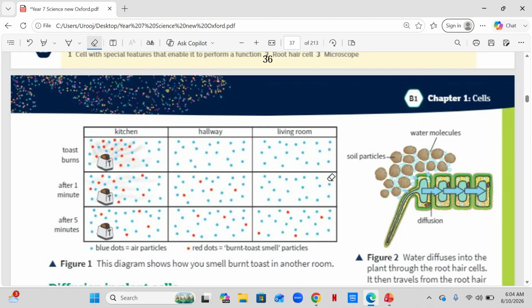Notice the cell doesn't have to push these particles using energy. They move naturally from the high concentration area towards the lower concentration area. This is why diffusion is called a form of passive transport, and it does not require the cell to provide energy for the movement.